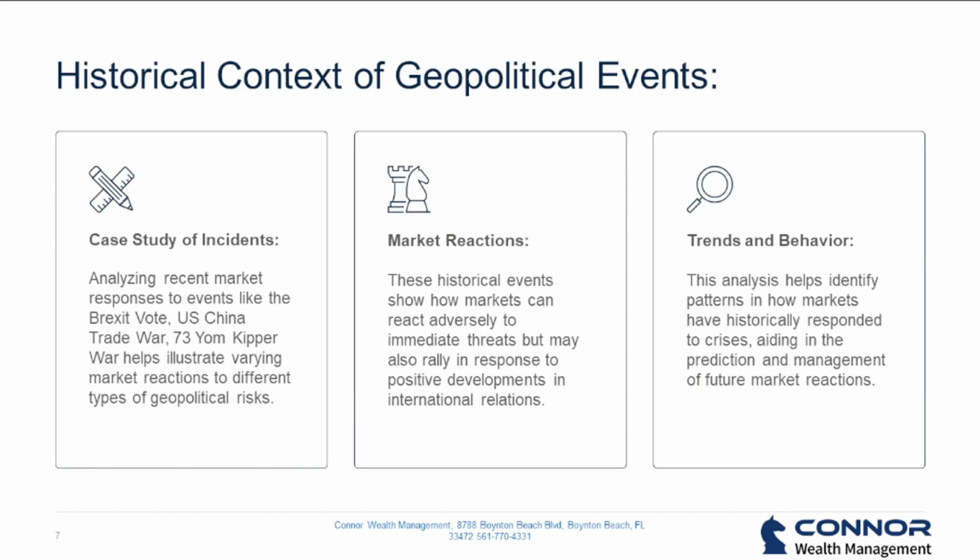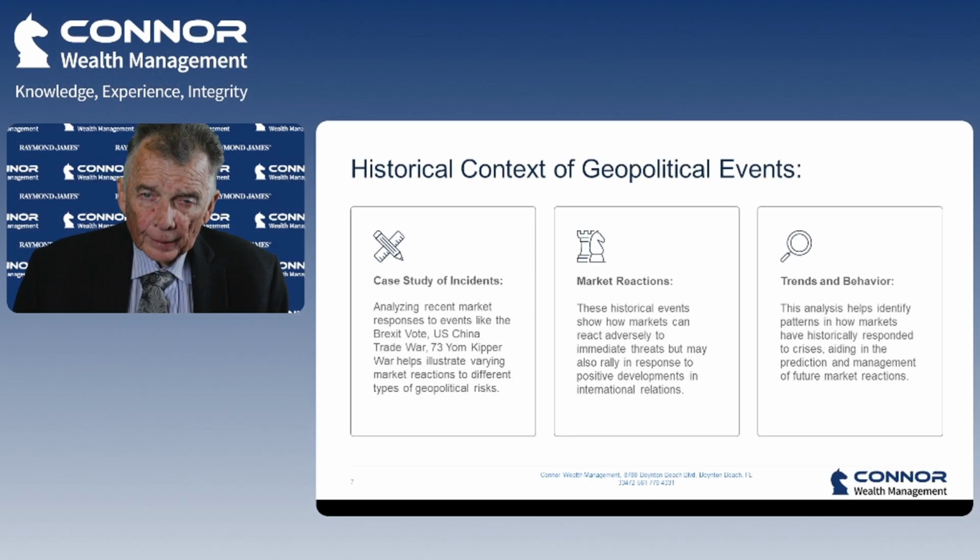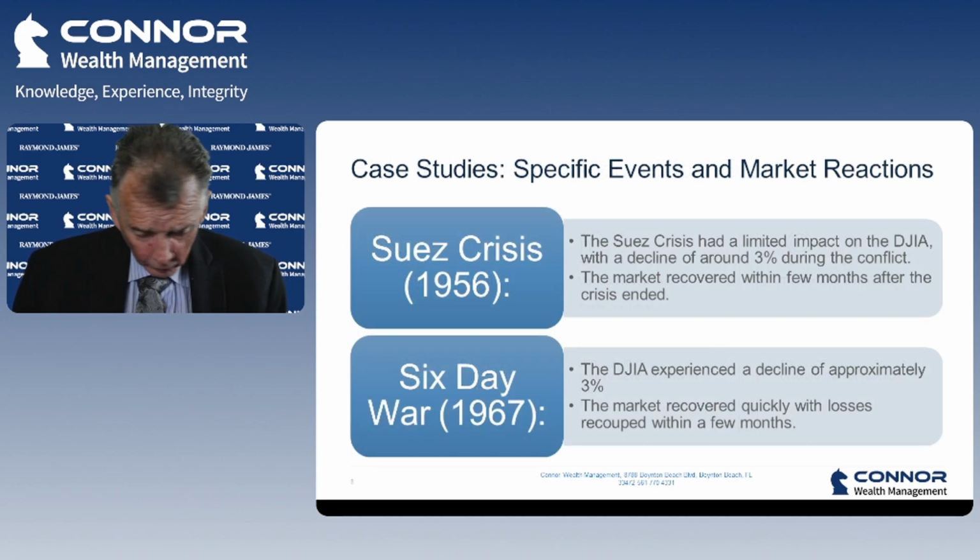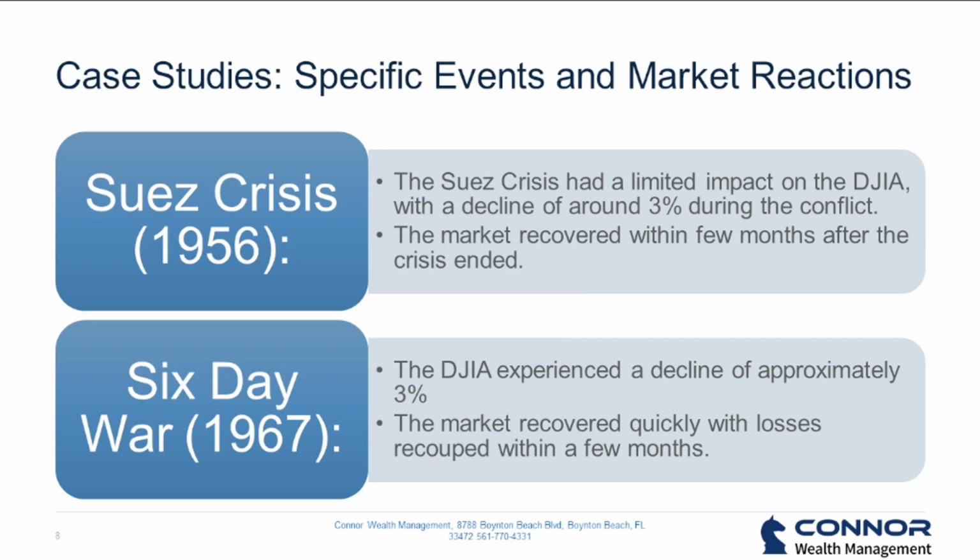We're going to go through it in three phases. We're going to talk about actual case studies, list the market reactions, and then see what happened with people and the market. So, first of all, I'm going to go back to 1956, the Suez Canal. When that happened, it dropped the Dow about 3%, and the market recovered in just a few months.